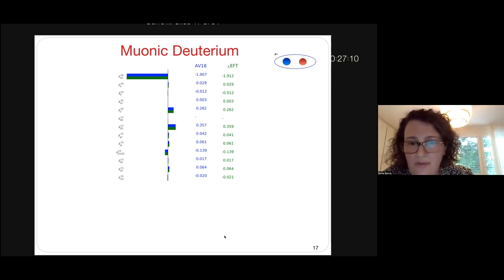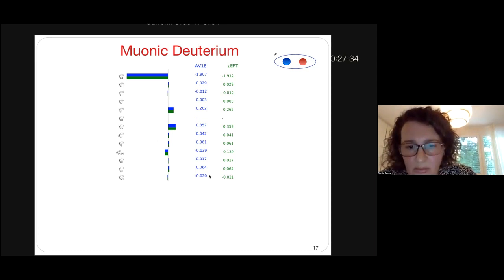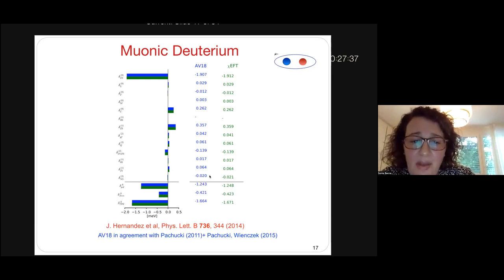So as I said, there are various terms. We have to calculate them each individually. That's muonic deuterium, the lightest nucleus or muonic system that I want to discuss. And you clearly see from the graphics here that the delta D0 is the most important term. But the others are there, they just cancel. There is a cancellation effect because some are positive and some negative. And we calculate them with two nuclear potentials.